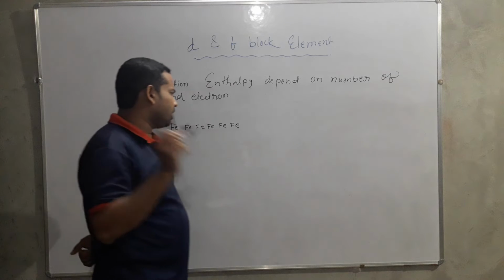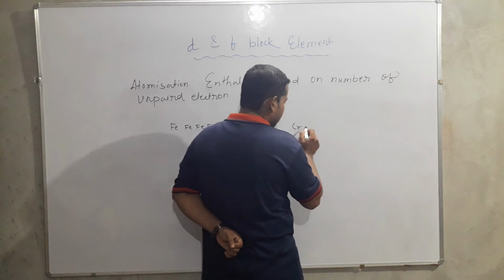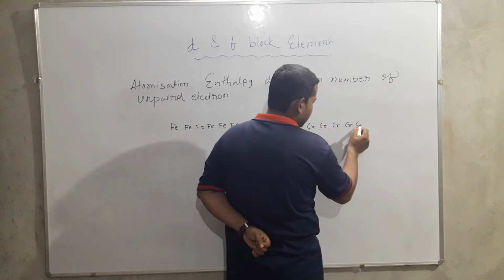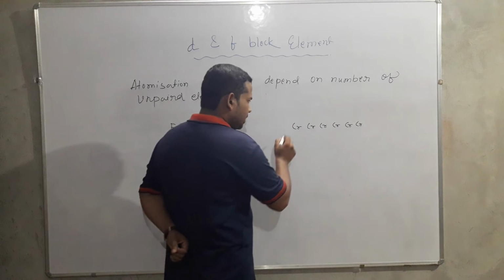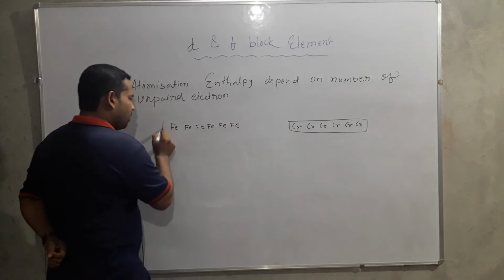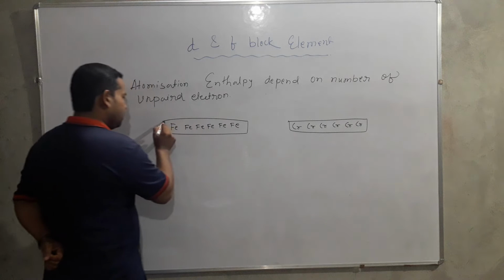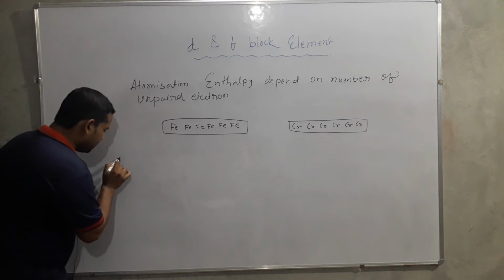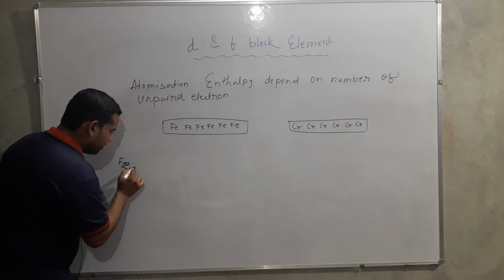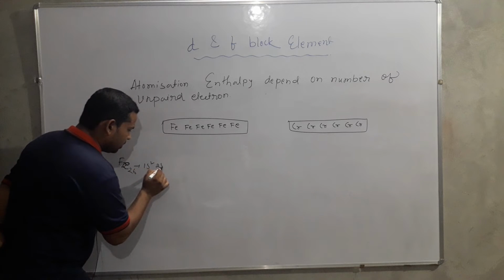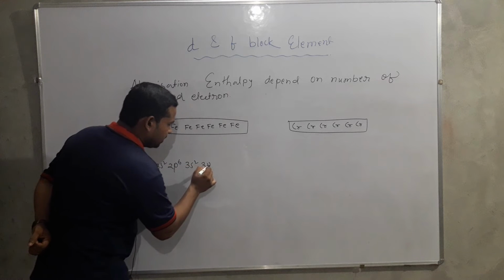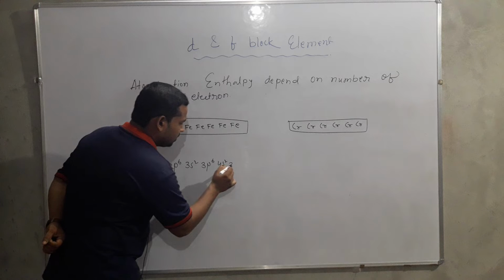Clear? Another is chromium, Cr. So this is the chromium block, this is the iron block. Iron, its atomic number is 26. 1s2, 2s2, 2p6, 3s2, 3p6, 4s2, 3d6.